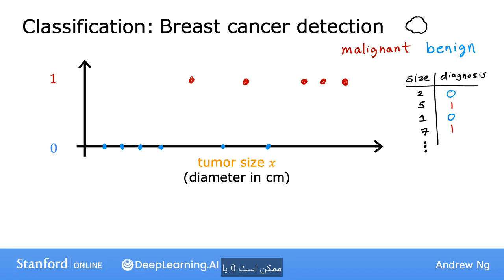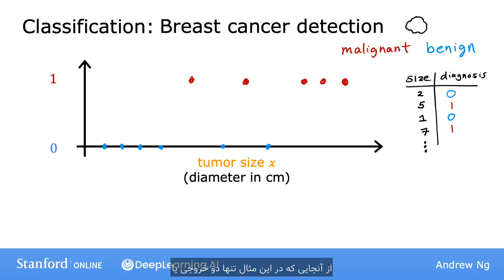One reason that this is different from regression is that we're trying to predict only a small number of possible outputs or categories. In this case, two possible outputs, 0 or 1, benign or malignant. This is different from regression, which tries to predict any number out of an infinitely many number of possible numbers. And so the fact that there are only two possible outputs is what makes this classification.